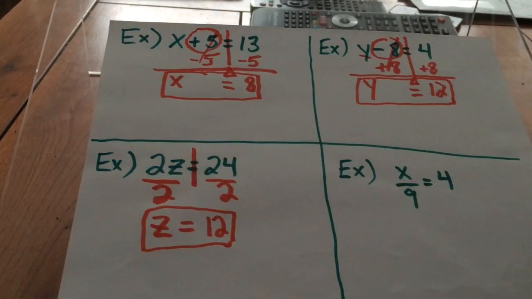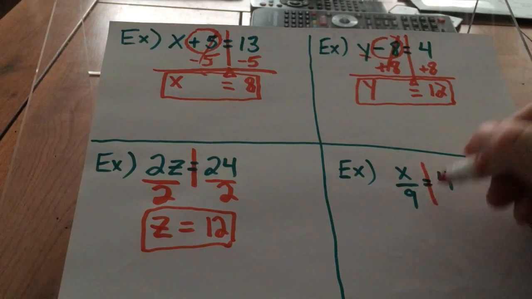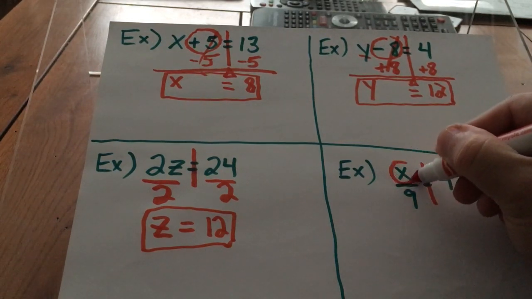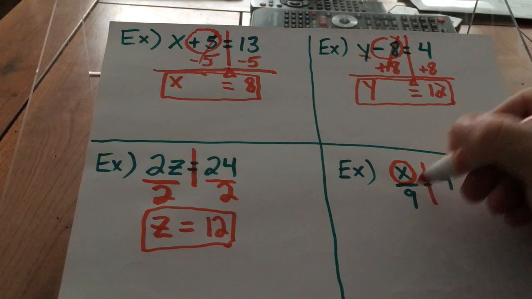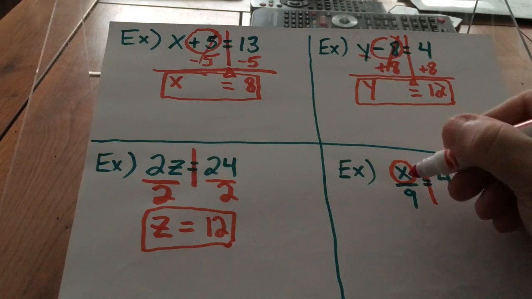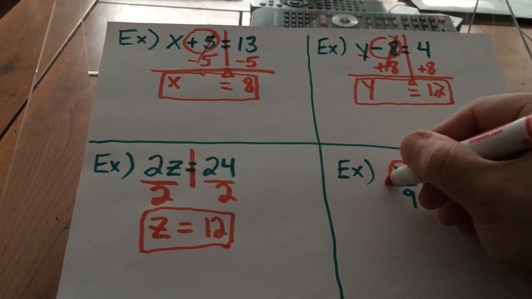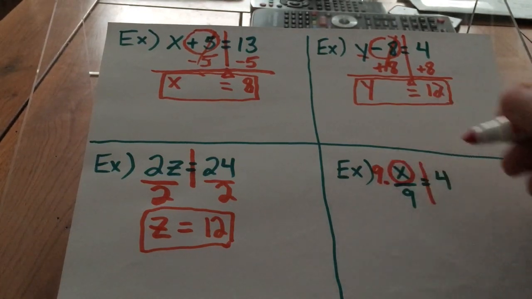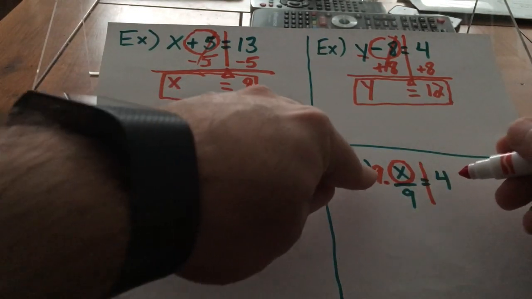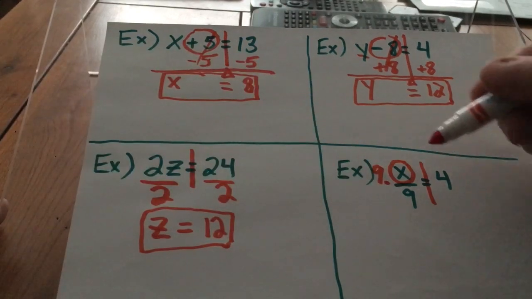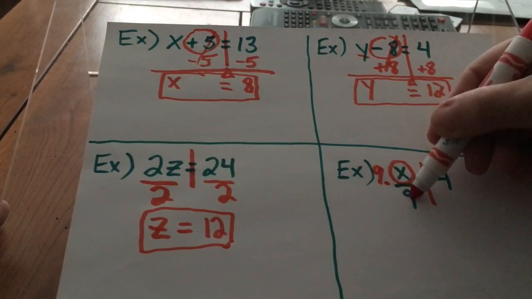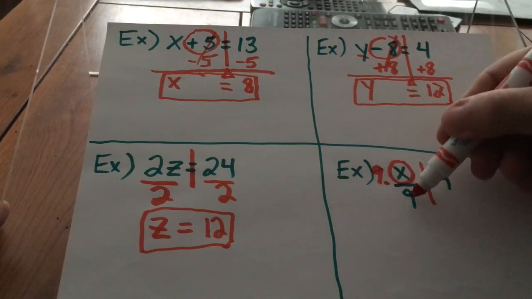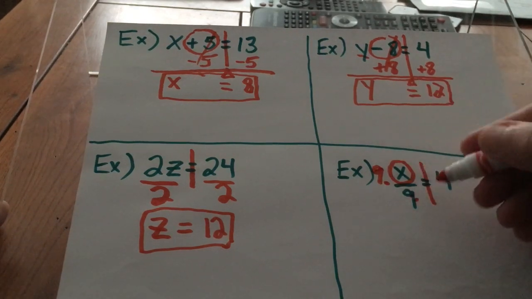And then finally over on this side again, here's my equal sign. Here's the variable that I'm trying to isolate. I've got x divided by 9 is equal to 4. So to get rid of that divide by 9, what I need to do is multiply by 9 on this side. And notice what happens there, and the reason why that works is because now we're on a diagonal. This 9 will divide by this 9 and equal 1.